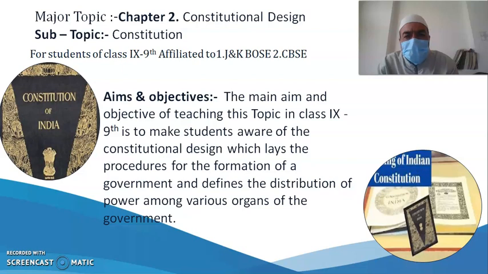Major topic, as we know, Chapter 2, Constitutional Design. Subtopic, Constitution, for students of class 9 affiliated to Jammu and Kashmir Board of School Education and Central Board of School Education.